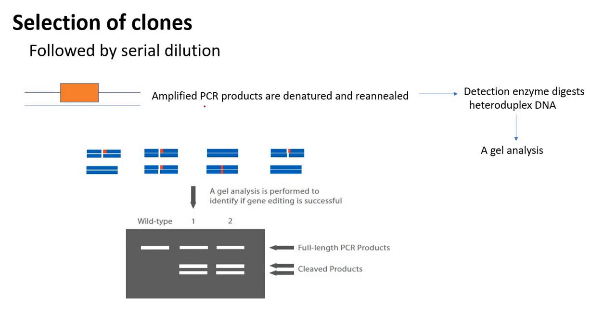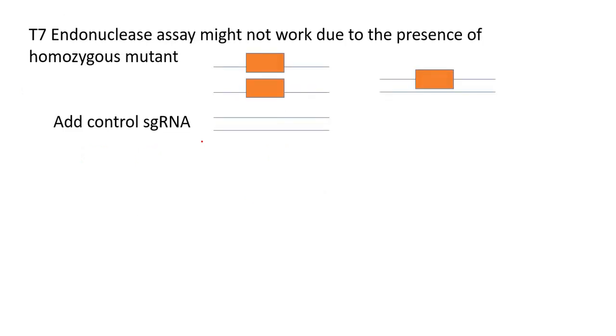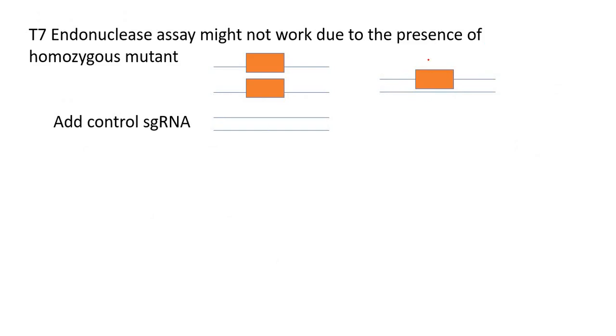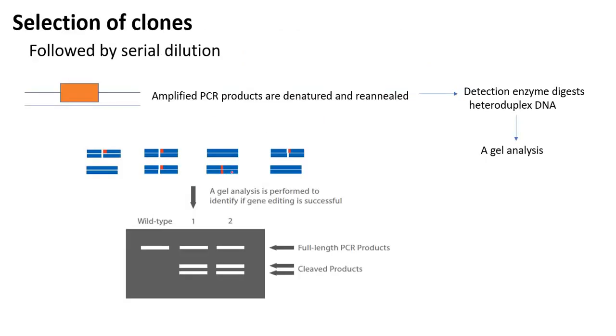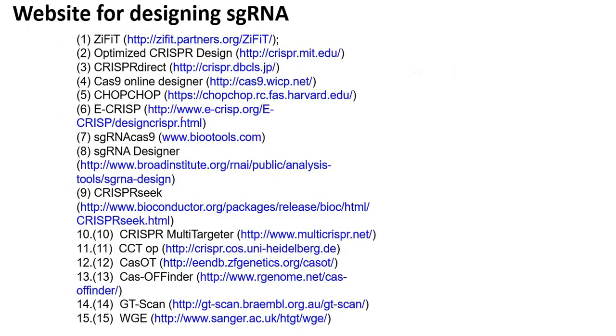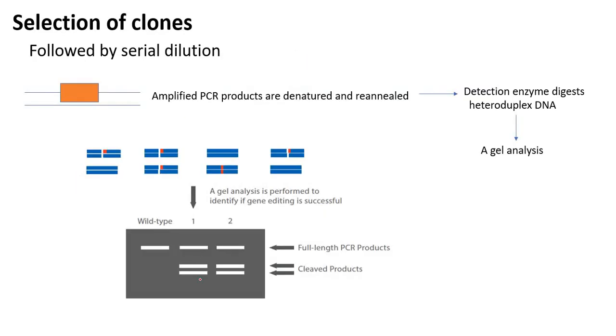What you will do is amplify the PCR products, denature, renature, and then add the control sgRNA, which has the wild type sequence. Once you do the denaturation and the re-annealing, you will get something like this. So in one reaction, where both of your strands are mutated, you will get a single band, because this enzyme will not cleave. But once you add this control sgRNA, since it forms heteroduplex DNA, meaning one is mutated and one is wild type, you will get bands. So you can say both of your strands have been mutated.